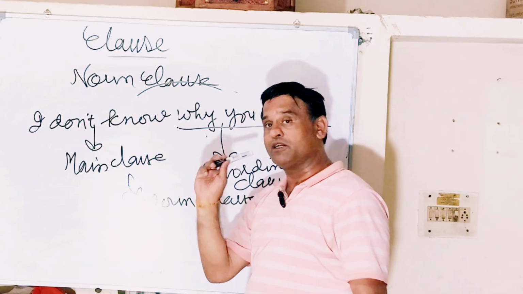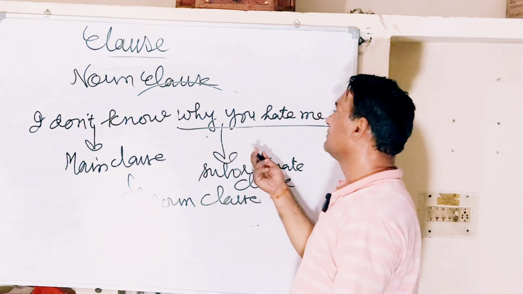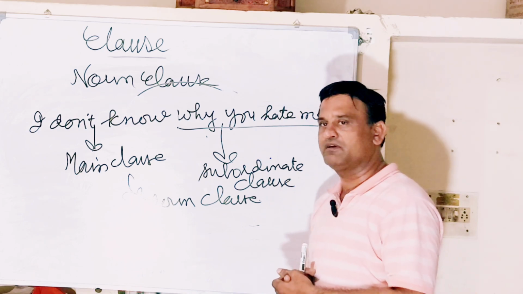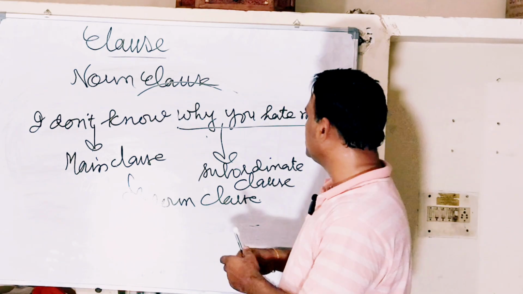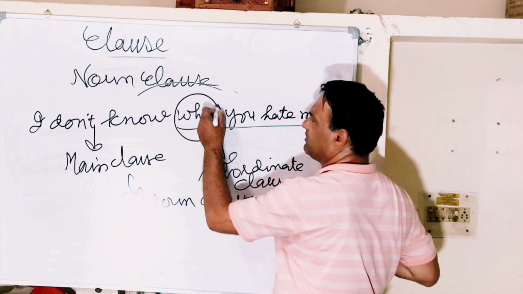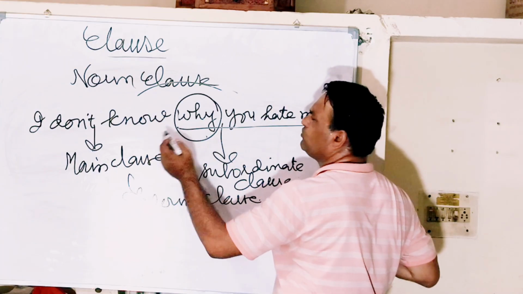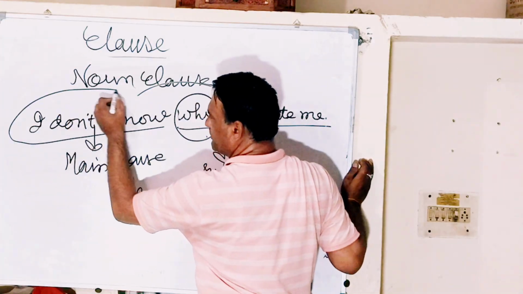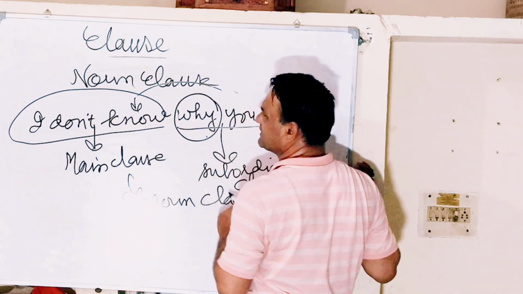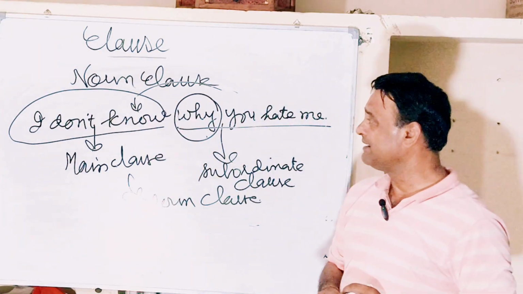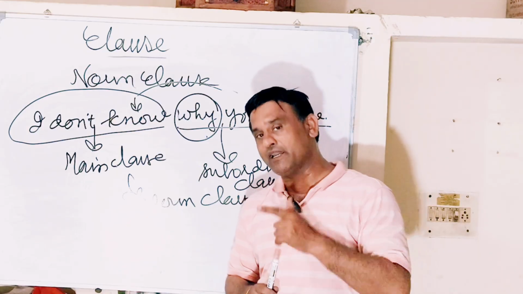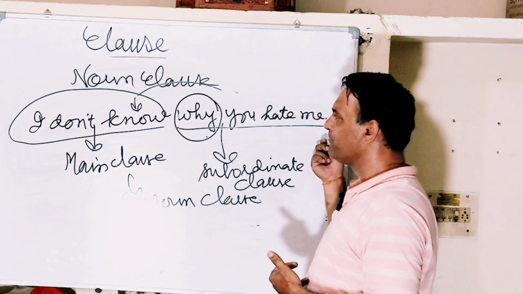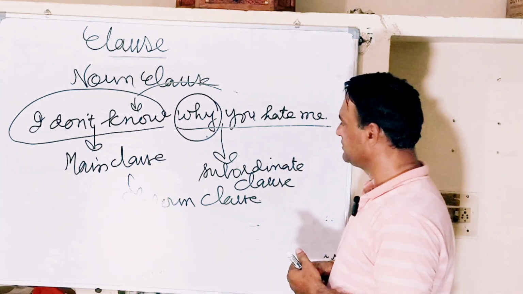So the answer that is expected would be a noun. Whatever the reason being asked, whatever it is, it would be a noun. So what question is being asked with the main clause verb? What don't I know? Why you hate me? So this is quite clear.